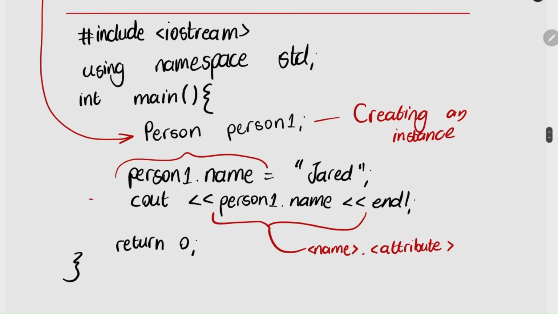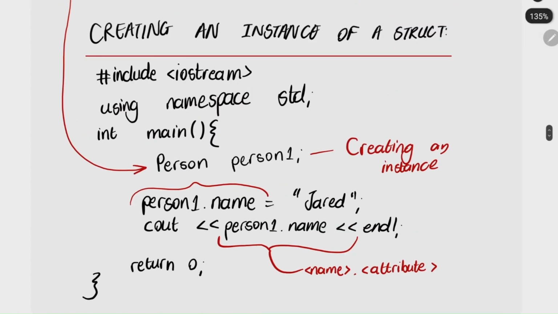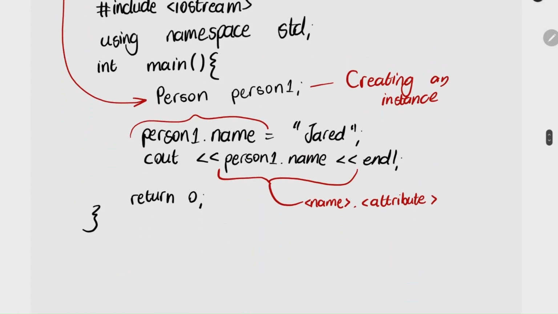By the way, for those of you who aren't very familiar with C++, the reason I don't have to put std:: is because I have this using namespace std. Then return zero. So let's jump straight into Visual Studio Code.